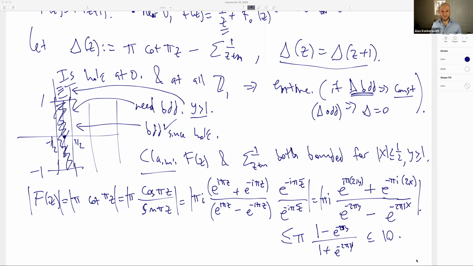Does that make sense? So it doesn't matter what x is, x can spin all at once, but in the y direction, as soon as you get away from minus 1, 1, this thing just has constant size basically.